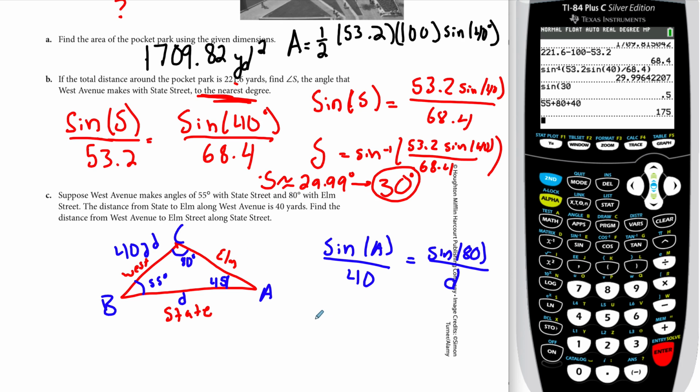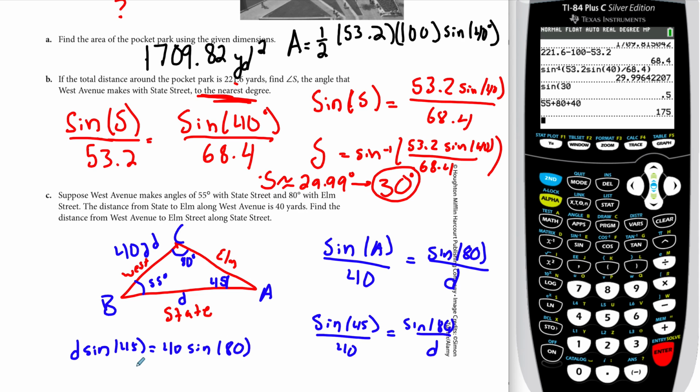Okay. And now I'm going to plug in. So I've got sine of 45 over 40, and 45 happens to be a special sine value, equals sine 80 over that distance. And now see, there's only one piece of unknown information. So what I have is that the distance times the sine of 45 equals 40 times the sine of 80. And so the distance is equal to 40 times sine of 80 over sine of 45.